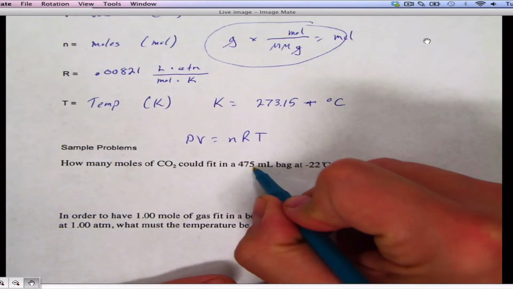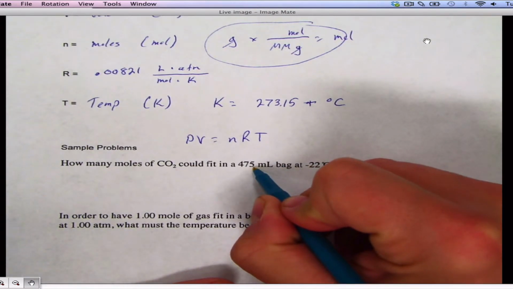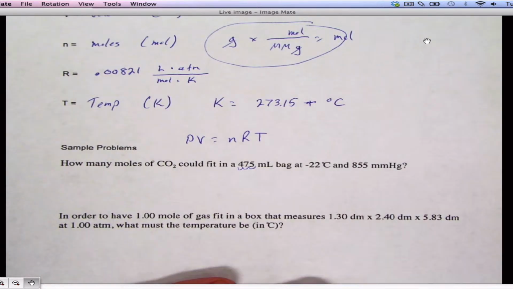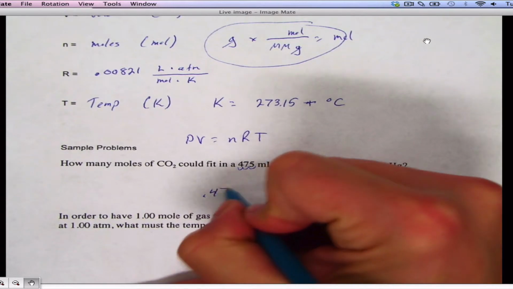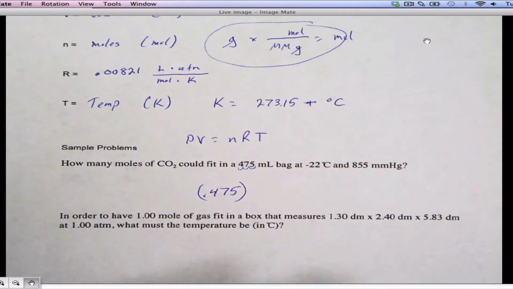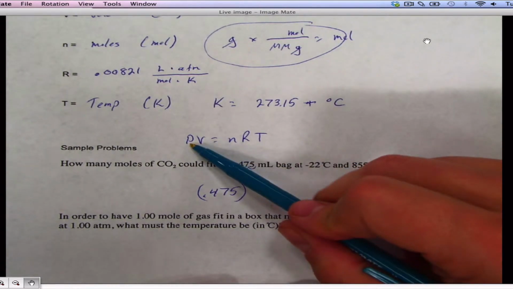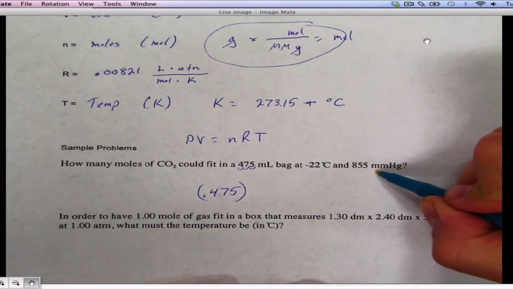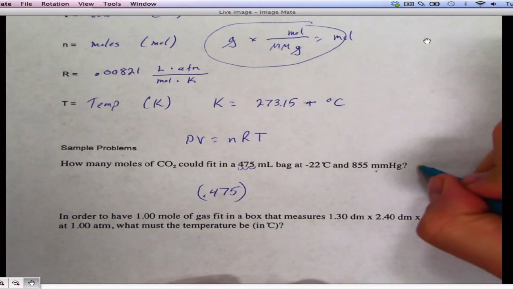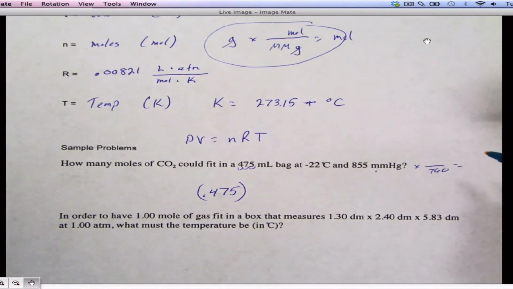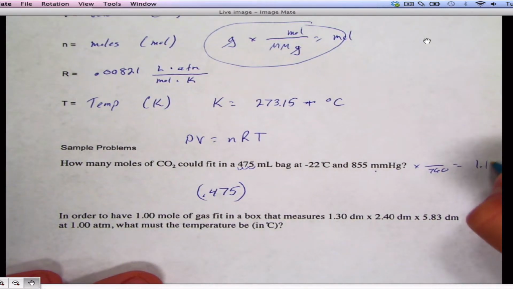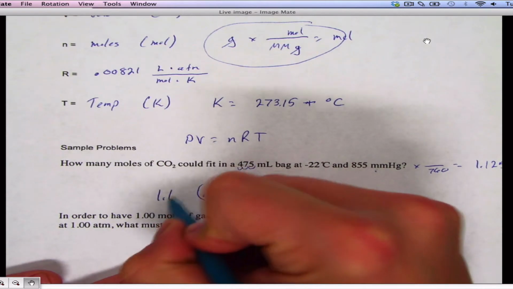First thing, change our milliliters to liters. Either divide by 1,000 or move the decimal over 3. So that'd be 0.475. That's my volume. Let's talk about pressure. It's a pressure reading in millimeters of mercury, 855. What we have to do is divide by 760. So 855 divided by 760, and we should get 1.125. That's my new pressure reading in atm.